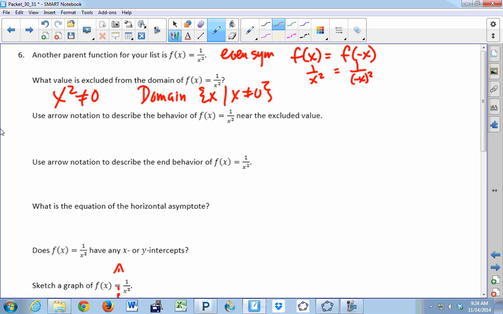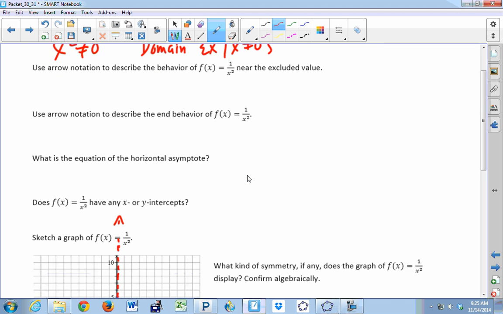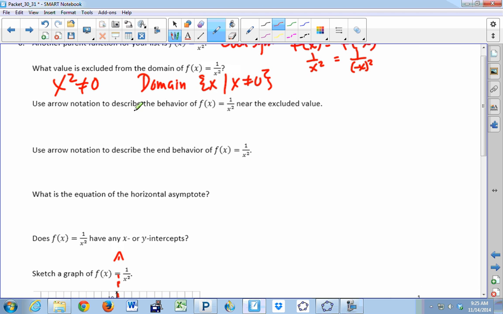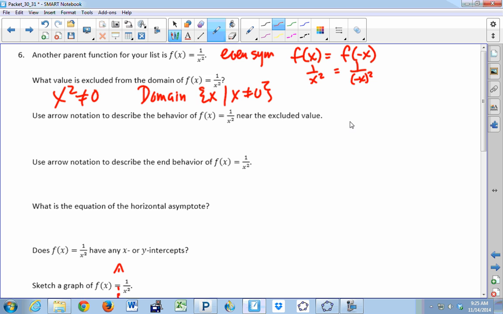Okay. Use arrow notation to describe the behavior of f of x near this excluded value. What do I mean by that? Use arrow notation to describe the behavior of the function near the excluded value. First of all, what's the excluded value? 0. So I want to know what happens to the value of my function as x approaches 0 from the right and as x approaches 0 from the left.